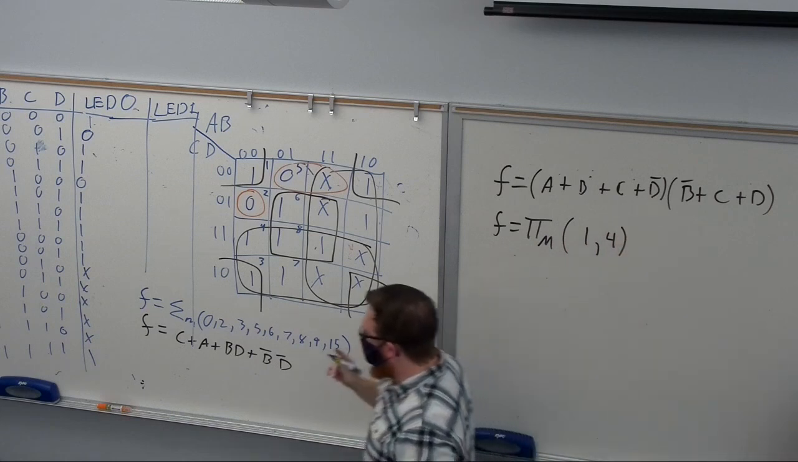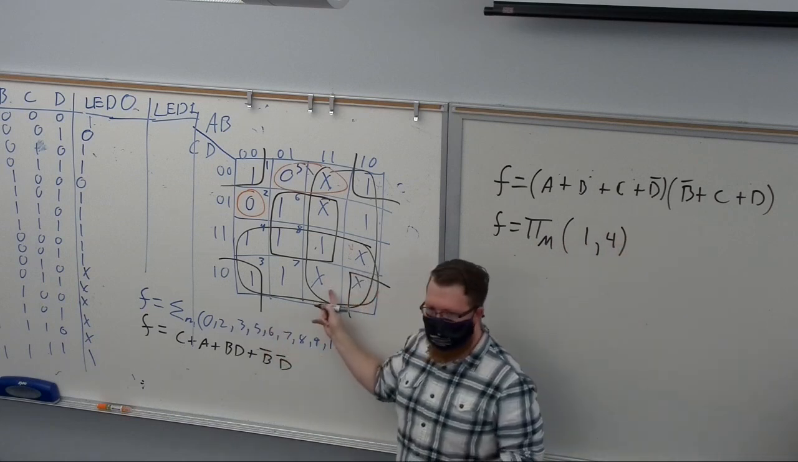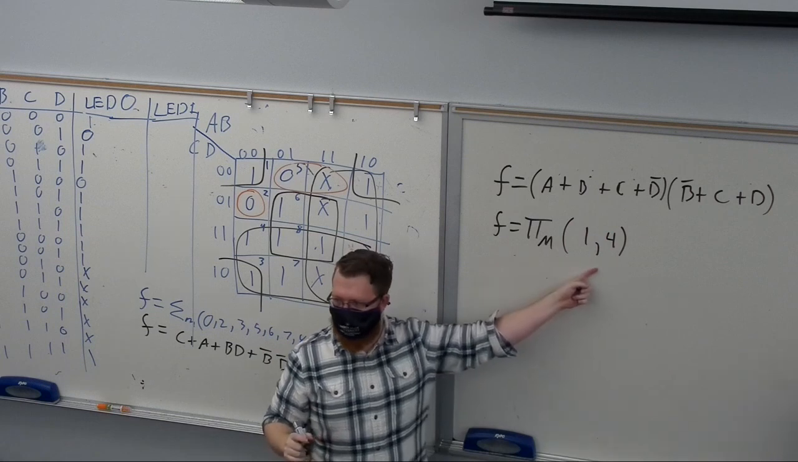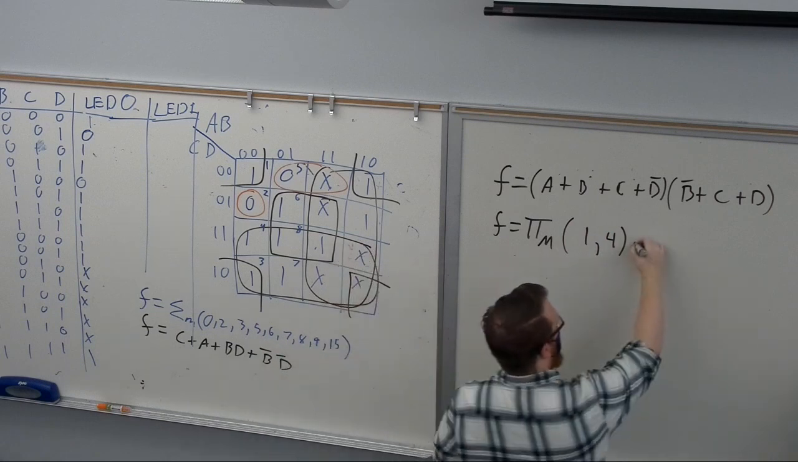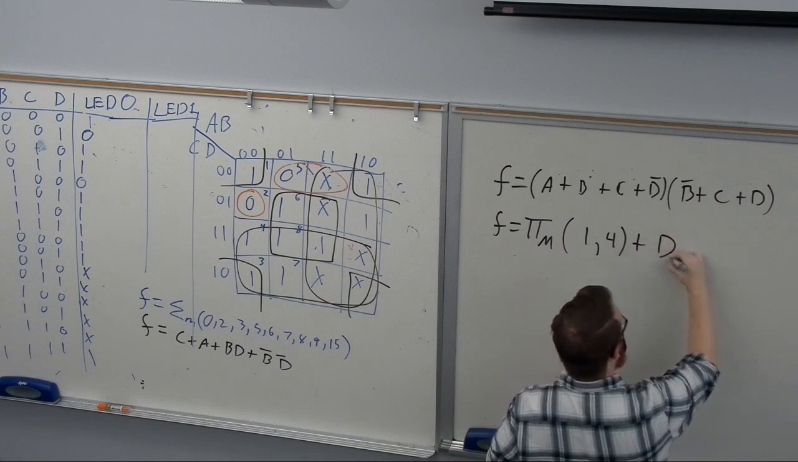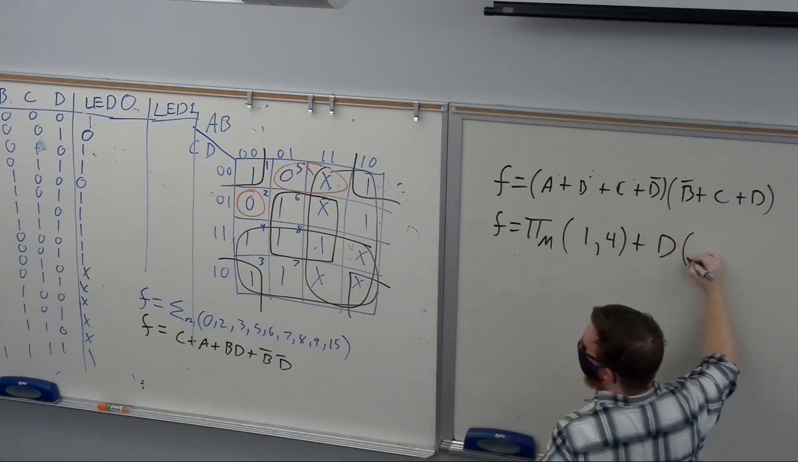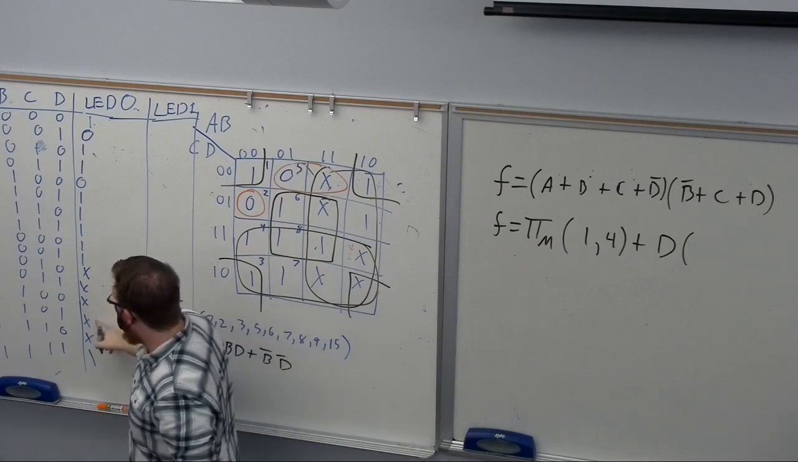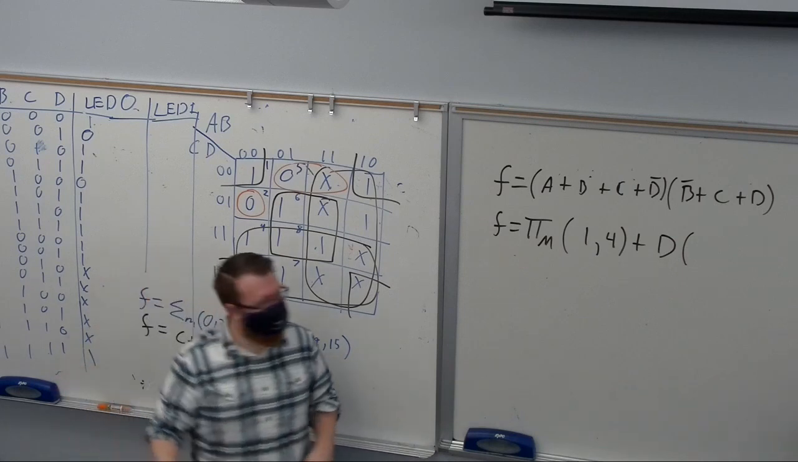But I also need to keep in mind, where are these don't cares? You'll notice that there's no expression part that shows me where these don't cares are. So what we do is OR d of, well, where all the don't cares are: 10, 11, 12, 13, 14.